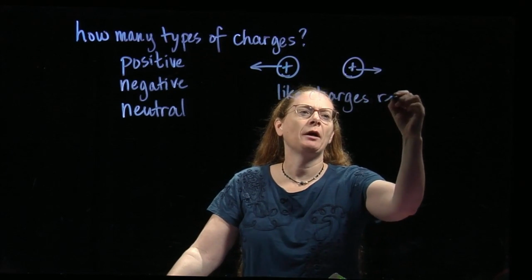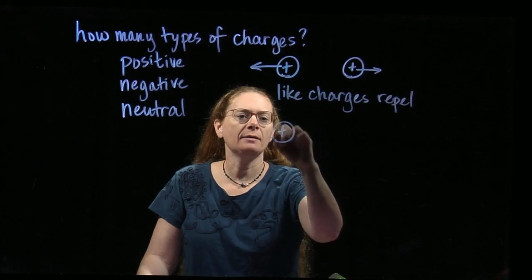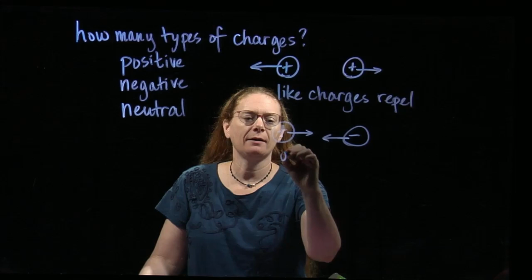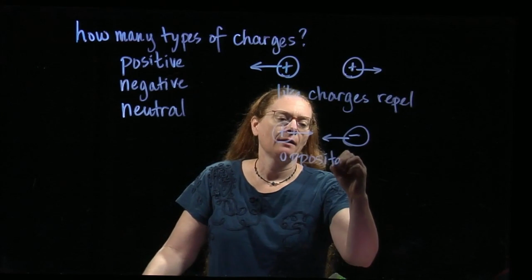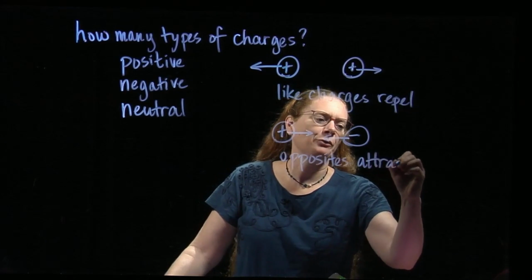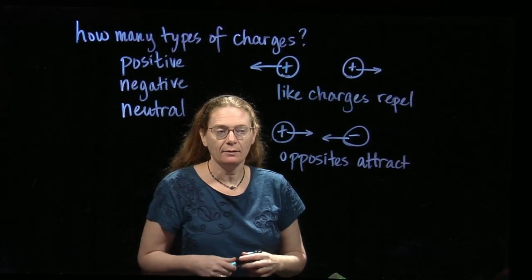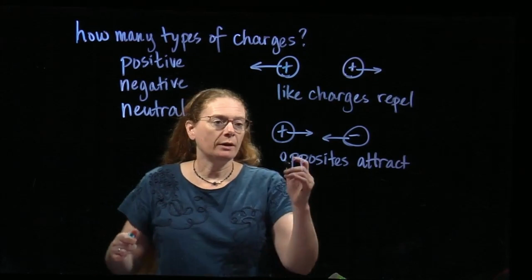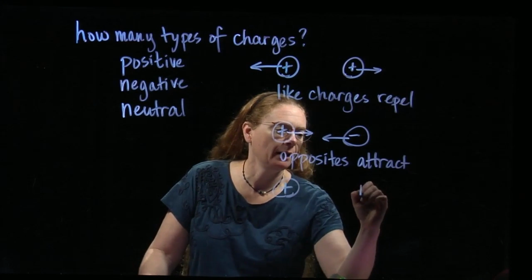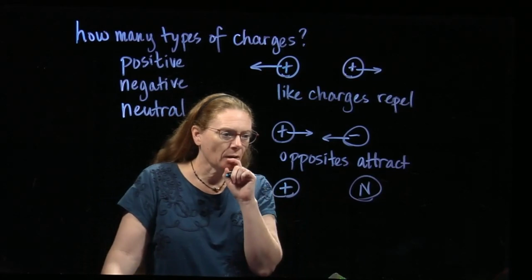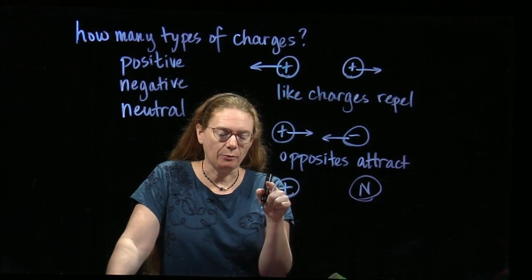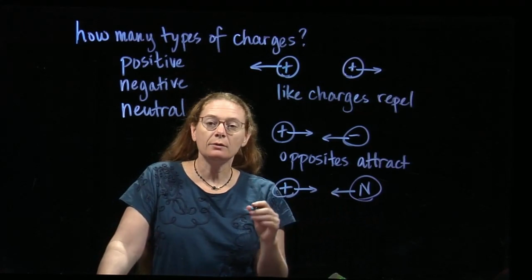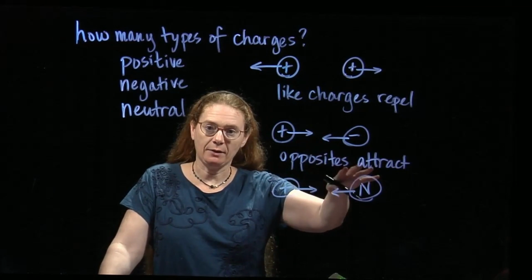So like charges repel. If we had a positive and a negative, what are they going to do to each other? And they attract because opposites attract. Okay, so we've got those two. Opposites attract and likes repel. What about this idea of neutral? Is this a third type of charge? Well, if you were to take something positive and something neutral, and this is like the tape, there is an attraction. So a positive and a neutral do attract. So we've got kind of the opposites attract going.